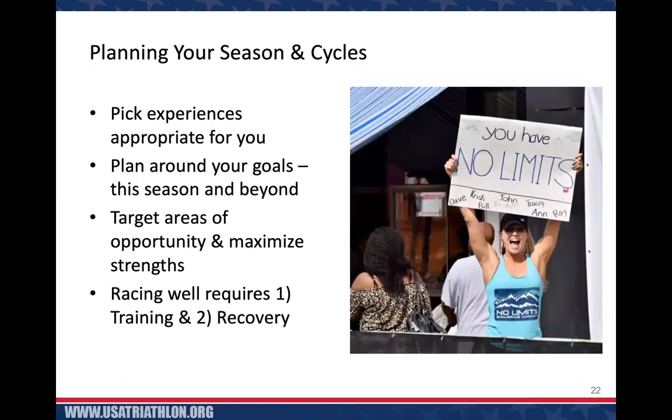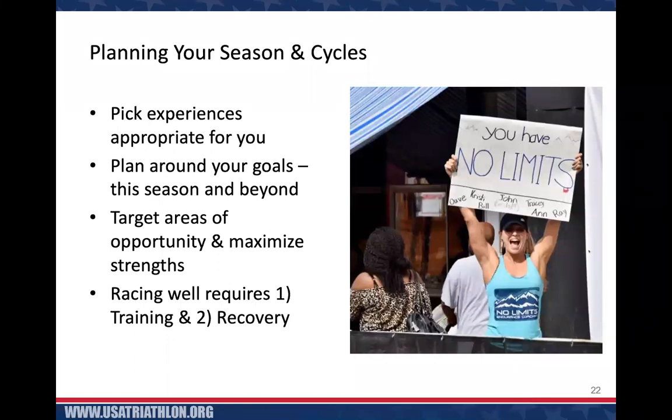In terms of planning your season and your cycles, I think it's really important that you pick experiences that are appropriate for you. When you're looking at races that you want to do, think about those that suit you. For example, if you are an athlete with competitive goals to qualify for age group nationals, to qualify for various world championships, then you want to make sure that you pick races that suit your strengths, right? On the other side, you also want to pick races that you think are going to be fun. Fun matters. This is why we do this, right? We ultimately want to enjoy ourselves.